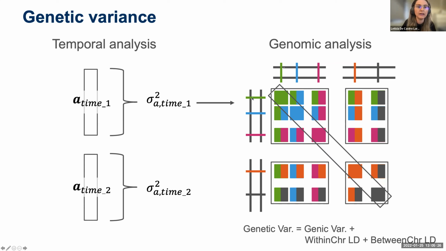For example, here the green locus with the pink locus on the same chromosome, which is due to linkage, and finally covariance between loci on different chromosomes. For example, here green and orange loci, which is due to linkage disequilibrium. So the sum of these three components, genic variance, within-chromosome linkage disequilibrium, and between-chromosome linkage disequilibrium, gives us the genetic variance at a particular time point.